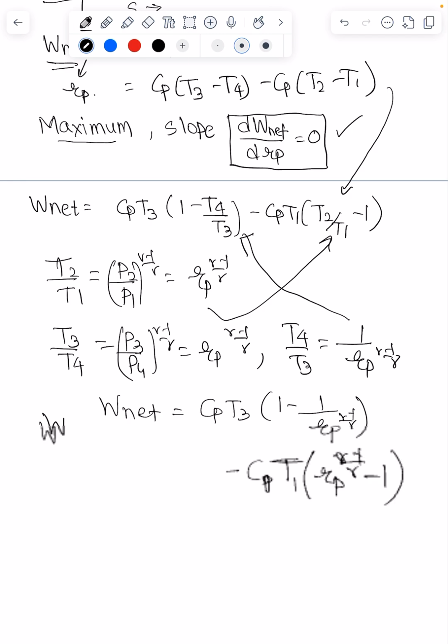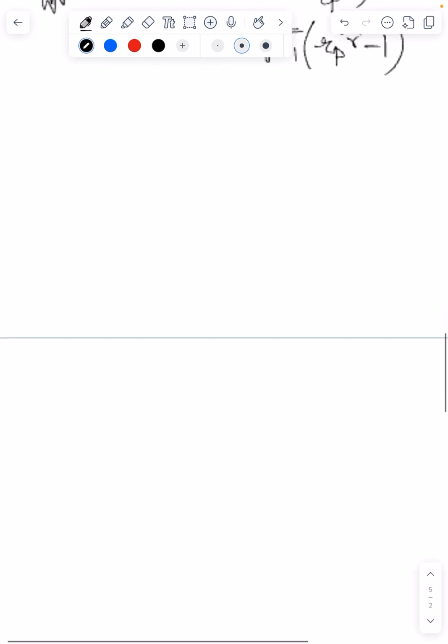Okay, so what I have done is I am just writing the expression of W net in terms of Rp. Why am I doing so? I'm doing this because I now want to differentiate this expression with respect to Rp, right? So for that, if I take this as dW net upon dRp equal to 0, right?